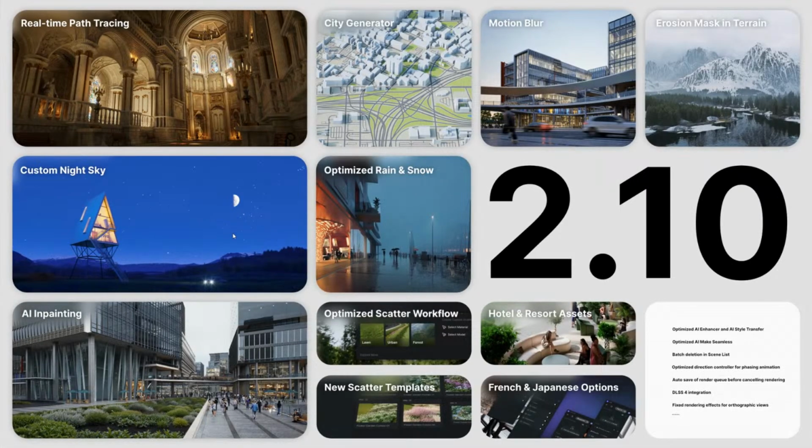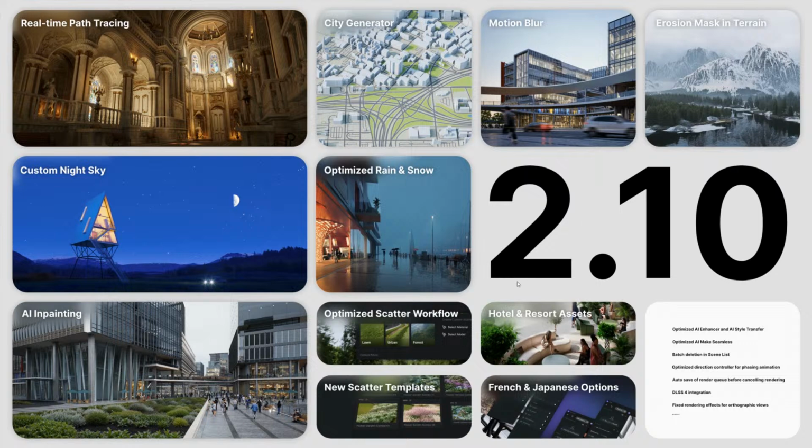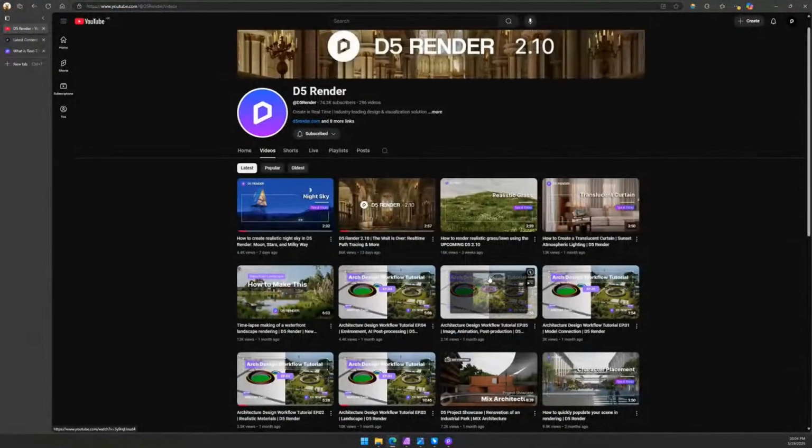In D5 2.10, I believe the most exciting update is real-time path tracing, since it has topped many of your wish lists for quite some time. We've also introduced city generator, motion blur, custom night sky, for which we've already created a tutorial, and many other optimizations. So you can watch our trailer to learn more about this release, which is this video.